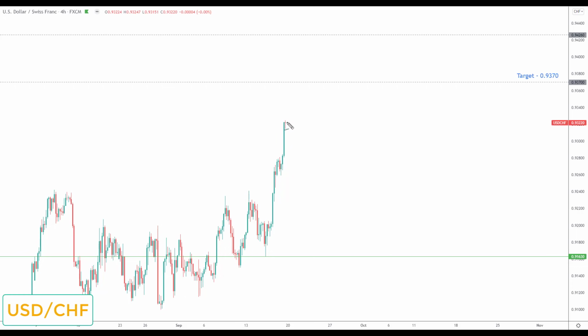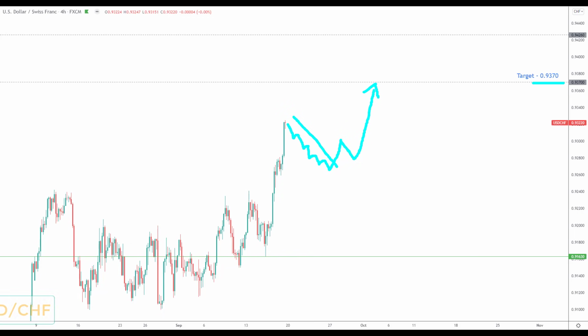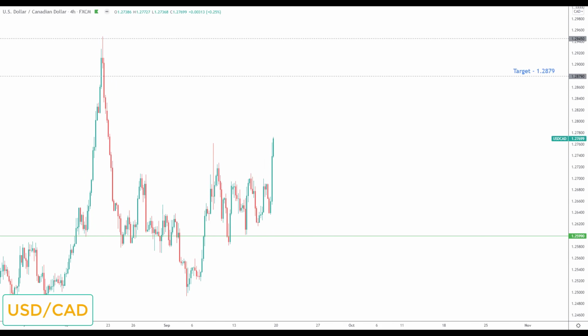Any pullback into FOMC in this market and then a break higher, dollar strengthening after FOMC, is going to be viewed as the opportunity to look for bullish setups in this market up towards the next key resistance to the upside and the target set at the 0.9370. Next is US dollar CAD.